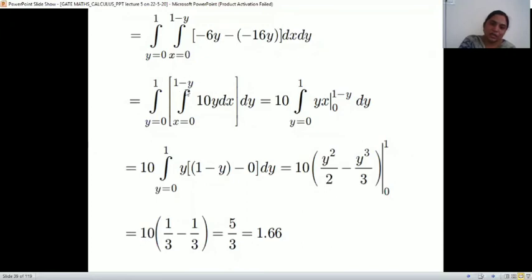These are y variables, so these are the limits of x. So we have to first integrate with respect to x. 10 and y are both constant, and the integration of dx is x from 0 to 1 minus y. So it is 10y into the upper limit 1 minus y minus 0, so y into (1 minus y) dy, integration from 0 to 1 with respect to y. Y square by 2 minus y cube by 3, from 0 to 1. So after solving, we get 5 by 3, that is 1.66. Your answer.